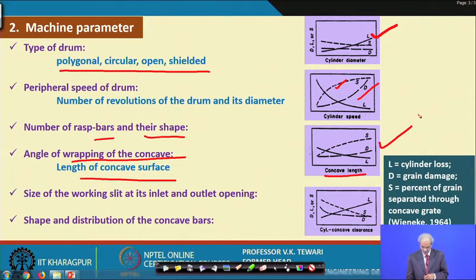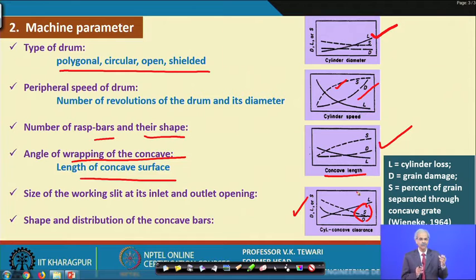Similarly, cylinder concave clearance, this is very important. With the clearance, you can see that as the clearance increases, you will find that the losses are going to be higher, because then the actual threshing may not take place properly, and accordingly the others, D and S, will also get affected.